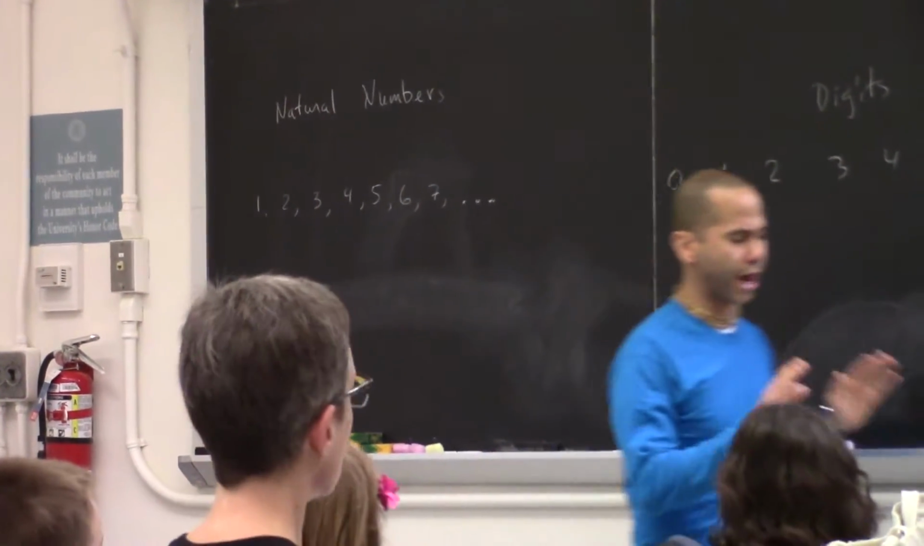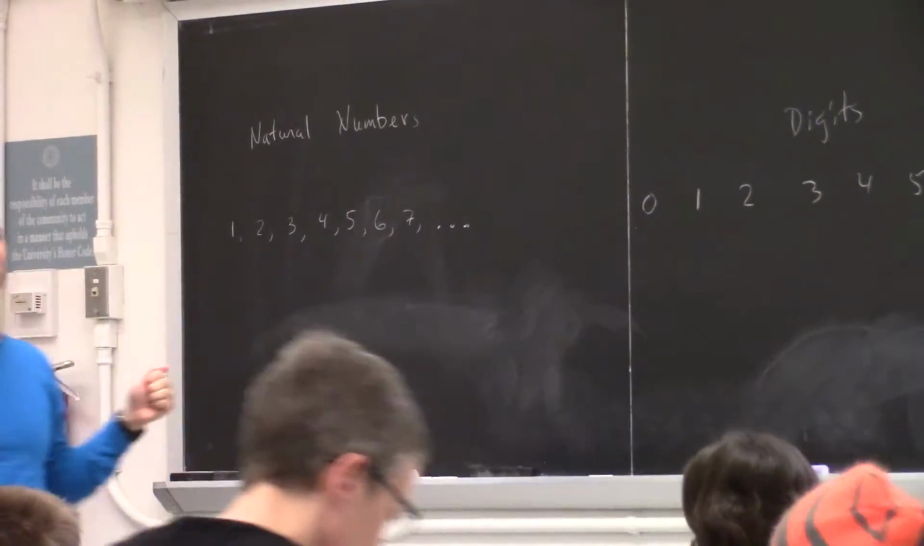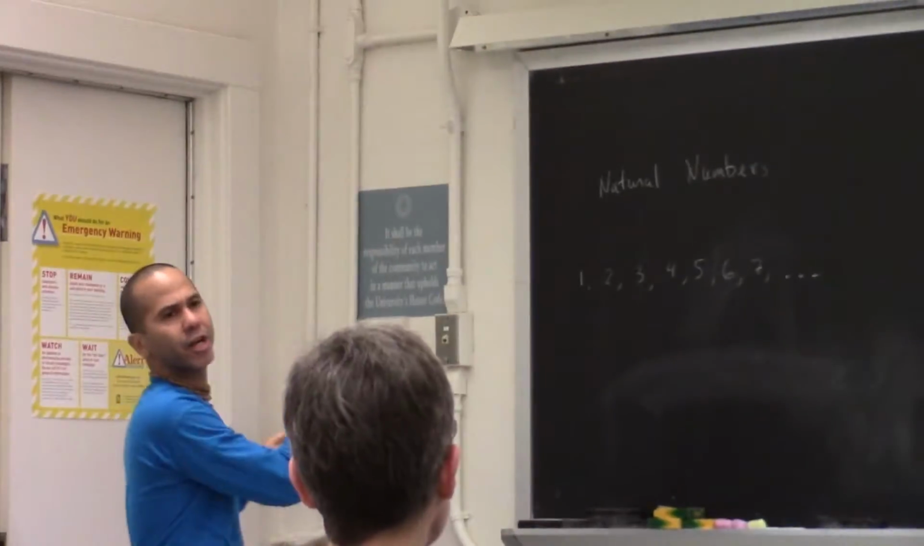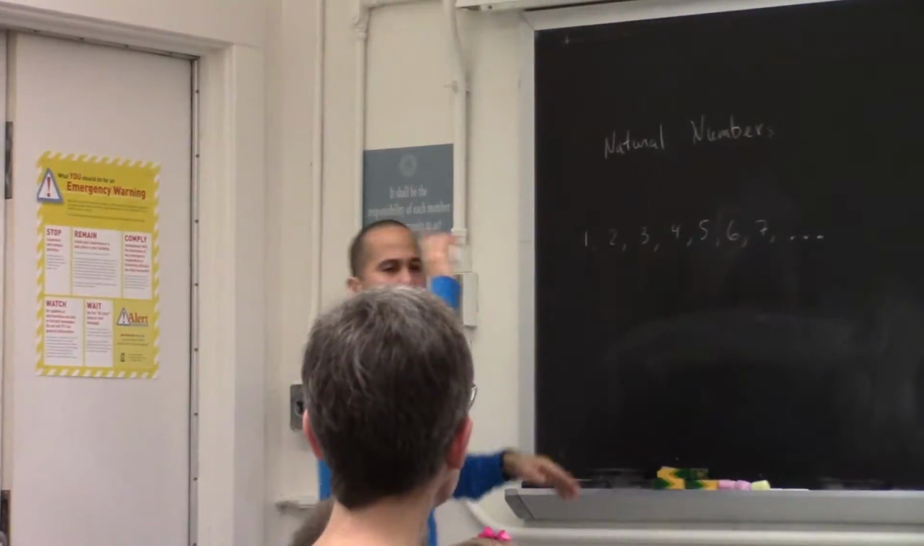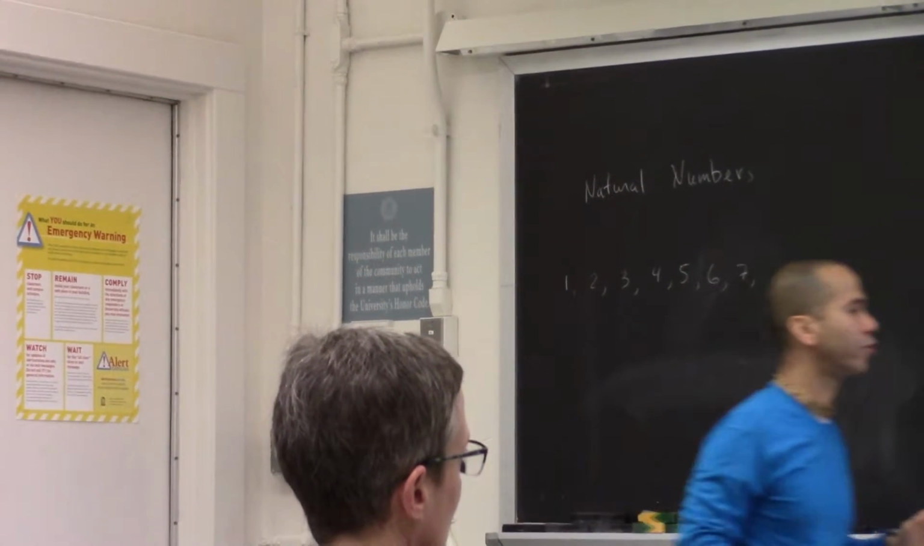So again, what are the natural numbers? The numbers that start at 1. We could include 0, sometimes we do. We're not going to include 0 today. So they start at 1, and then it goes 1, 2, 3, 4, 5, and they go on and on and on. That's it. Those are the natural numbers.